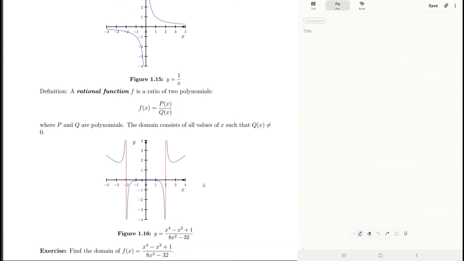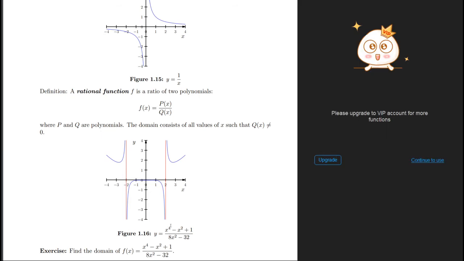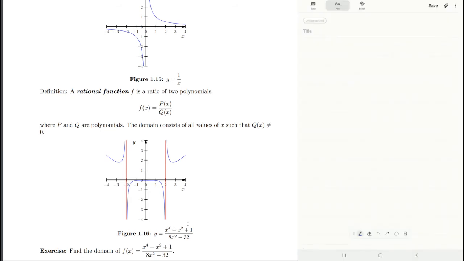So here we have the graph of the rational function. We have x to the 4 minus x squared plus 1 all over 8x squared minus 32. So we see that the function has vertical asymptotes at -2 and +2. So let's have a look at finding the domain of this function so that we can verify that it has these two undefined points. So our function is x to the 4 minus x squared plus 1 all over 8x squared minus 32.